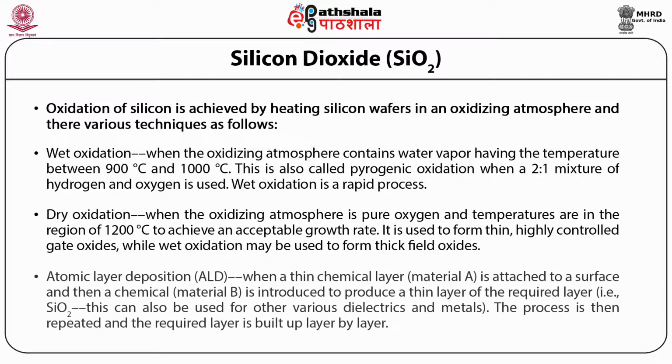Lastly, we have atomic layer deposition, ALD. A thin chemical layer of material A is attached to a surface and then a chemical material B is introduced to produce a thin layer of the required material, that is SiO2. This can also be used for various other dielectrics and metals. This process is then repeated and the required layer is built up layer by layer.